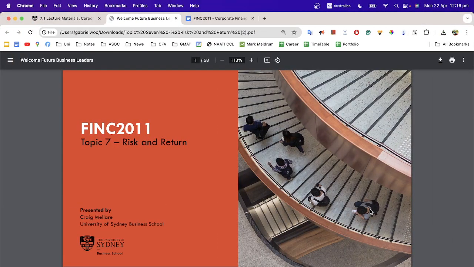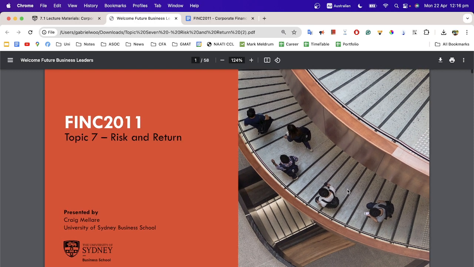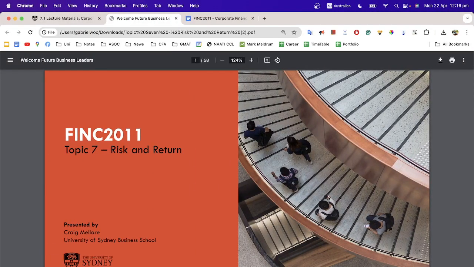So, risk and return. This is the topic for week 7 here in FINC 2011. The calculations are less intense. Being here, I assume you have all passed BUSS 1020. BUSS 1020 is a very important prerequisite for FINC, especially for today's reading and lecture. So, that is something that's very important.